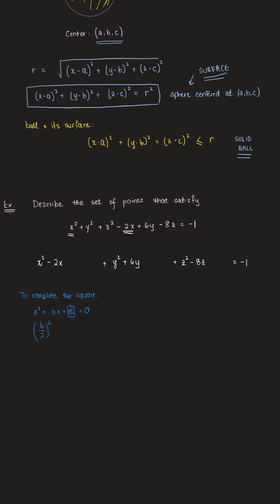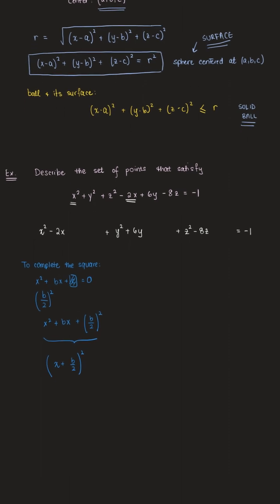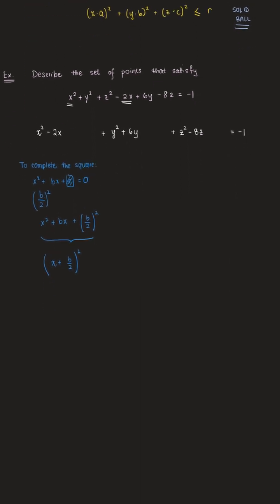So if I have x squared plus bx plus b over 2 squared, that will factor into x plus b over 2, all of that squared. And you can check that by foiling this expression and seeing that we get x squared plus bx plus b over 2 squared. So that is the strategy that I'm going to use to complete the square, to figure out what our sphere looks like.